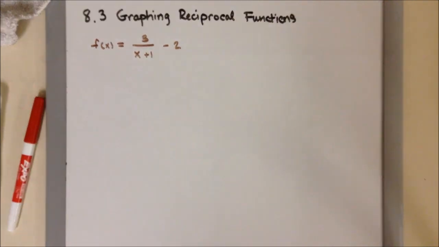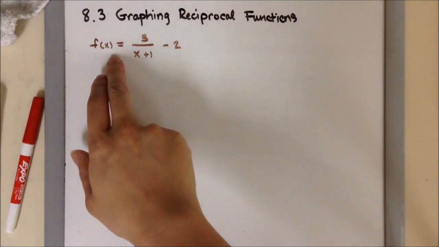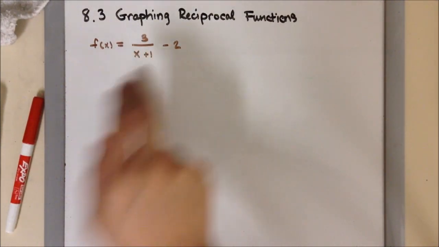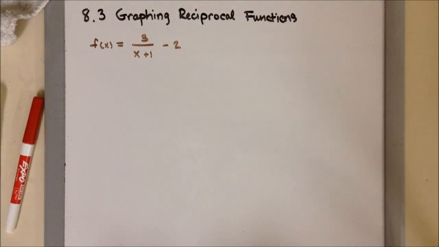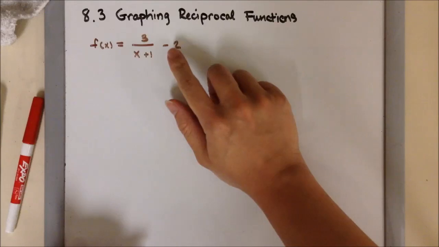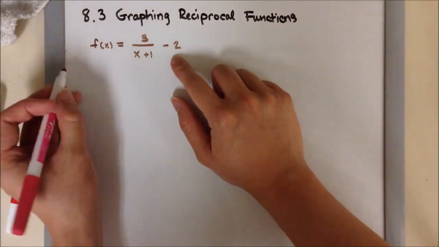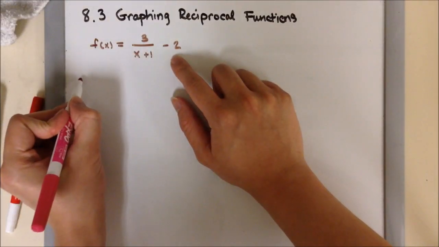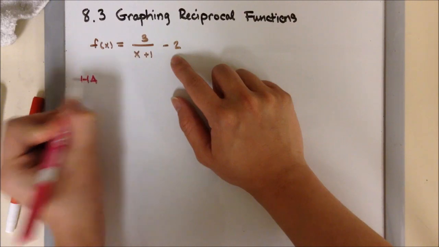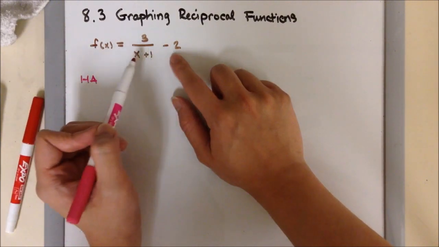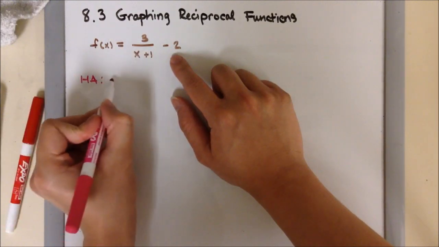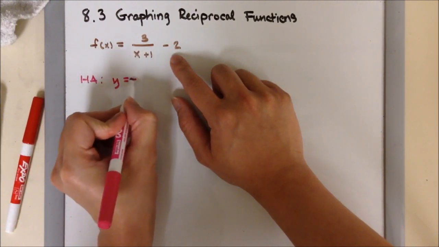So let's take a look at our first example. f of x equals 3 over x plus 1, minus 2. Now, according to the previous video, I mentioned that this number is going to be related to the horizontal asymptote. So, since it's minus 2 after the fraction, my horizontal asymptote will be y equals negative 2.